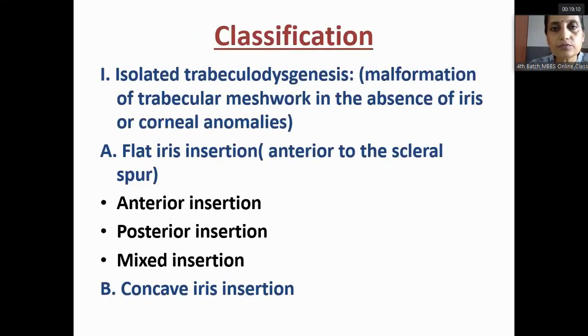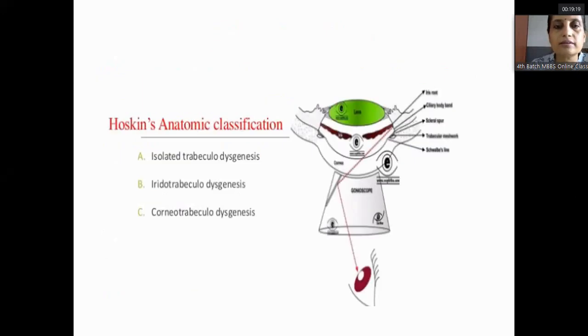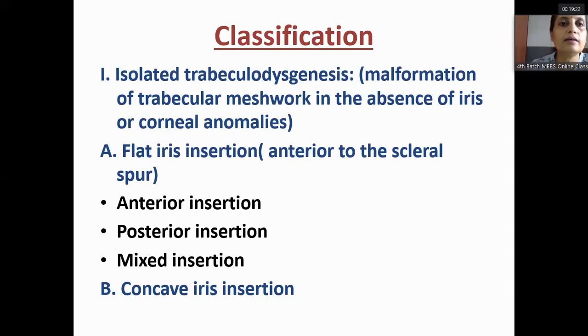There are various classifications of congenital glaucoma, but I have given Hoskins' anatomical classification. I think this is the easiest one, and you don't have to remember the classification, only the causes and how you can describe them. If you remember the terminology, it will be easy to understand. It can be isolated trabecular dysgenesis, malformation of the trabecular meshwork in the absence of iris or corneal abnormalities. So congenital glaucoma can be only maldevelopment or malformation of the trabecular meshwork.